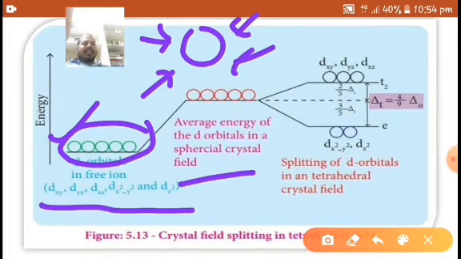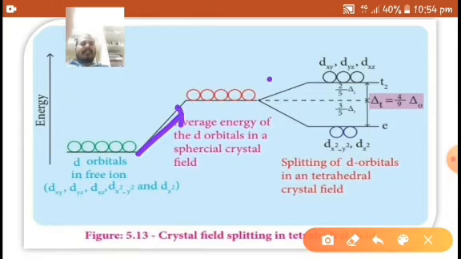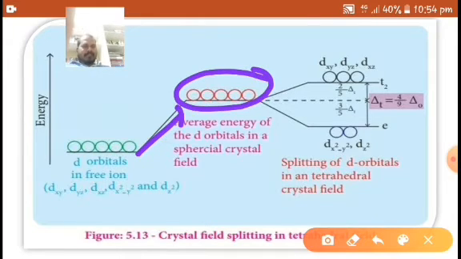This repulsion raises the energy of all d orbitals to the same extent in this hypothetical spherical field. In the second step, the tetrahedral field splits the d orbital degeneracy while the center of gravity of the orbitals remains constant. What happens here? The four ligands are situated in a manner that they lie in between the x, y and z axis.